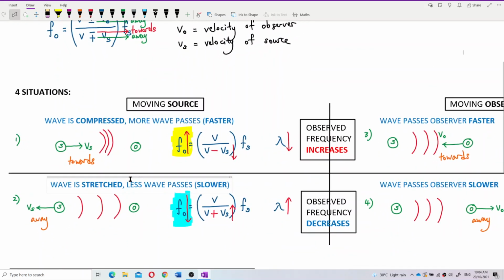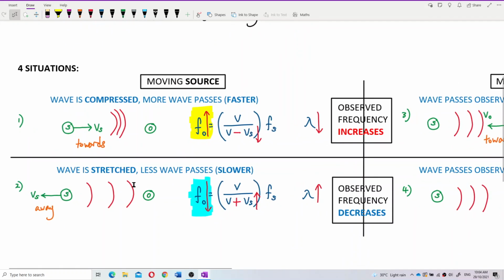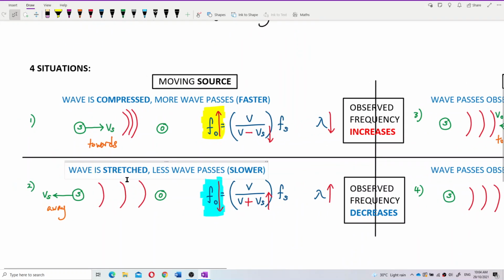However, look at the second situation. Now the source is moving away. What happened to the sound emitted by the source? When the source is moving away, the wave is being stretched. The wavelength is stretched longer.